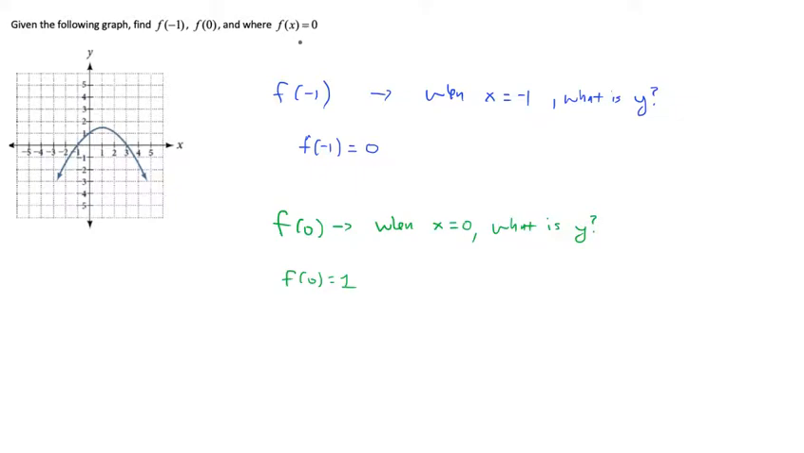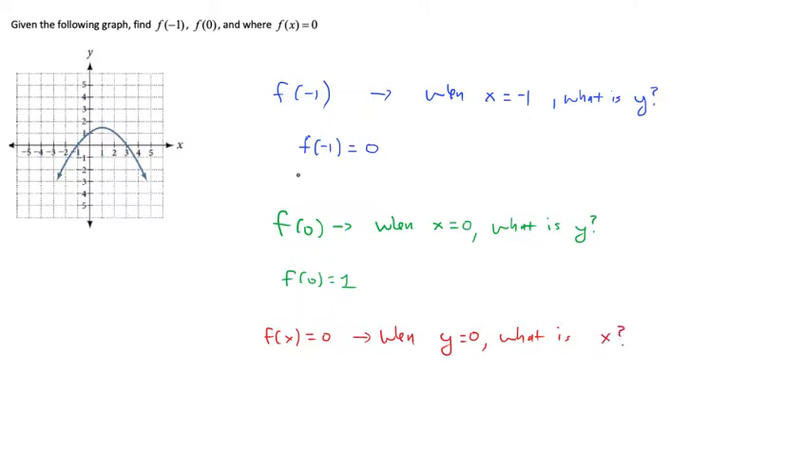And what's the last question? Where does f of x equal 0, right? If f of x is equal to 0, then what is this saying? Is that asking where x is equal to 0? Remember, this is the function value. So this is saying when y is equal to 0, what is x? Okay. So definitely you don't want to mix these up, right?